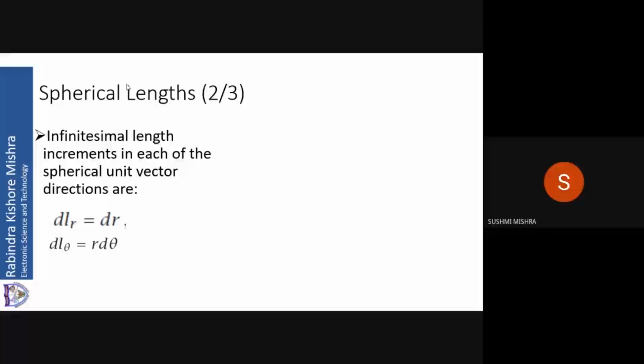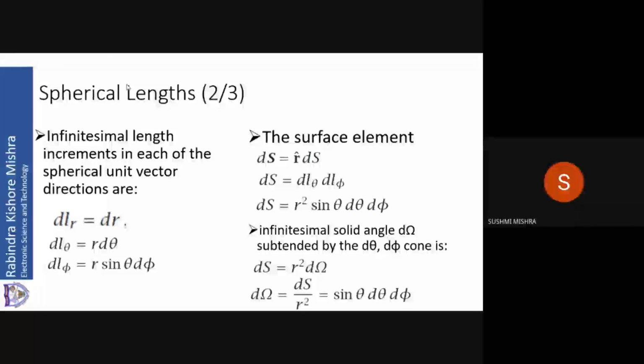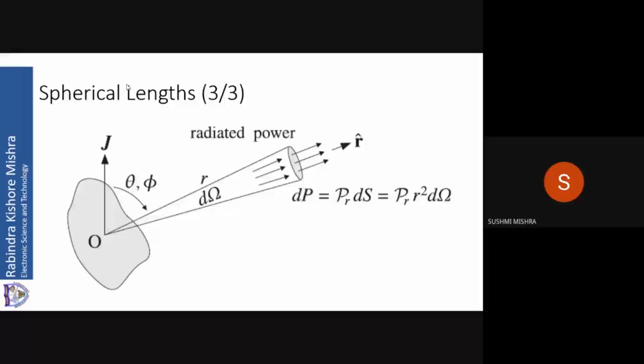So let me consider the spherical length. From this we can also say that the radial unit vector is completely determined by the polar and azimuthal angles. Now we have seen that. Once we have seen that, now let's look at this picture. This gives me PR ds as PR into r square into d omega.